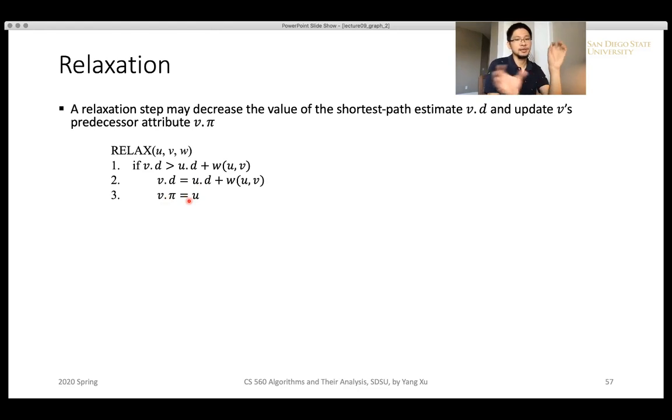Okay, so it basically compares two values: the old d of v and the new candidate, which is the d of u plus the edge between u and v. If that new candidate is smaller, then our shortest path from the source to v should include the edge between u and v. In that case, we update the values of d and pi of v. If that condition is not satisfied, which means including u doesn't improve the shortest path estimate, then we should not update the d of v or the pi of v.